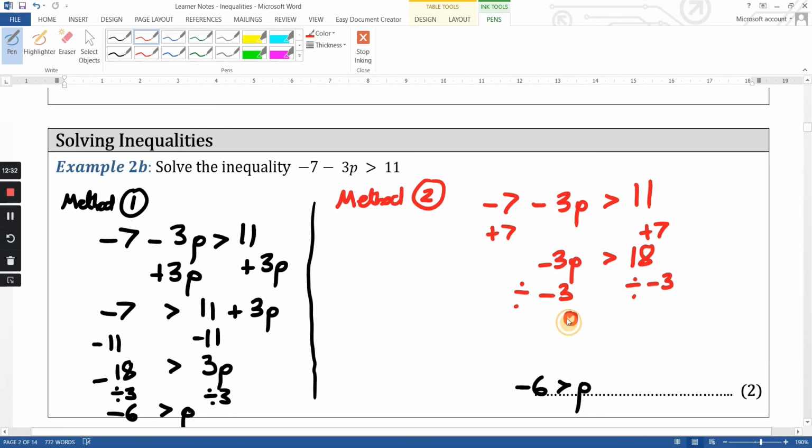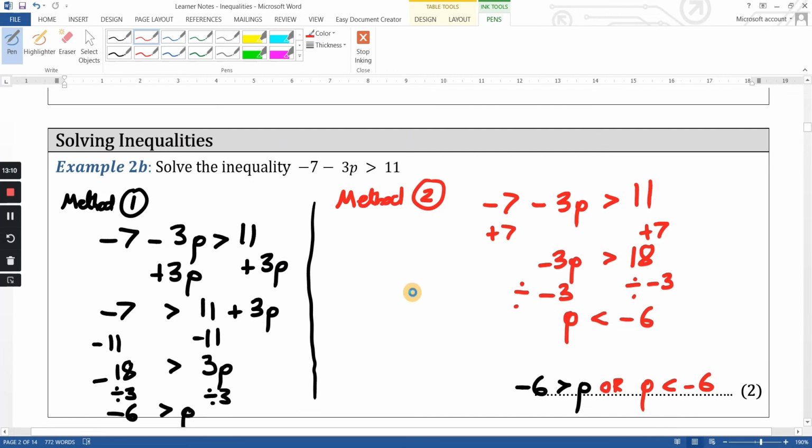That gives me positive p, but because I'm dividing by a negative now, I'll have to flip the inequality sign, so the sign changes direction and goes the other way. So now it's pointing that way. And just carry on as normal. 18 divided by minus 3 is minus 6. And this is another solution as well. So you could have p is less than minus 6, which you'll notice is the same as that as well. So minus 6 is greater than p, or p is less than minus 6. They both mean the same thing.